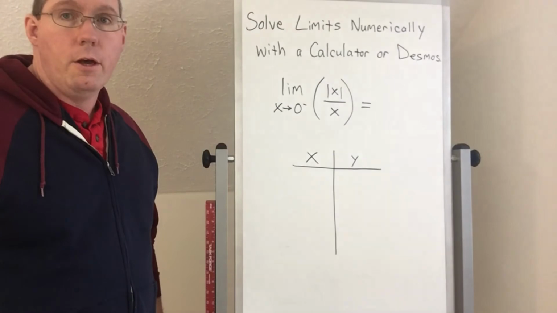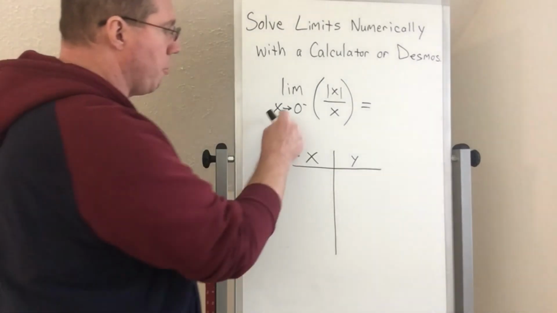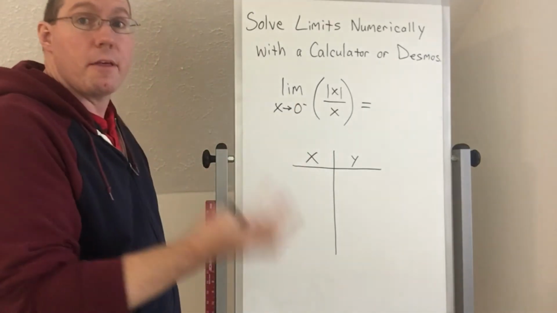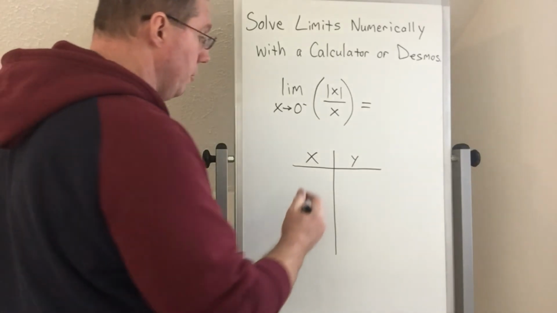All right, so the first thing I need to do is put in some x values that are approaching 0 from the left. So they have to be smaller than 0, right? That means they have to be negative values, because any number smaller than 0 is a negative value, okay?